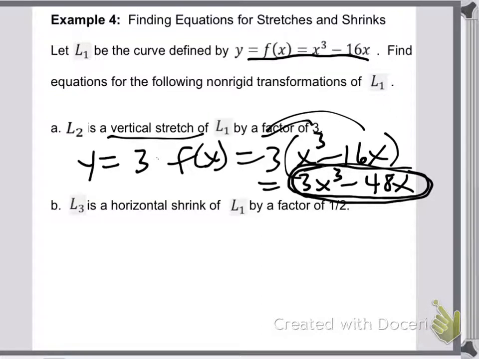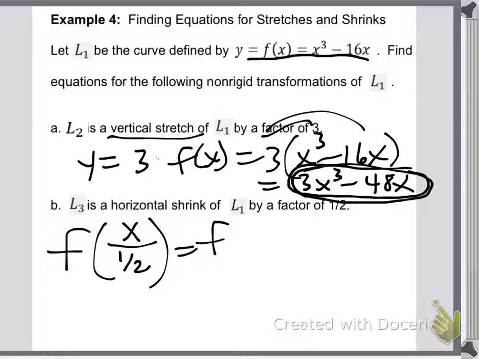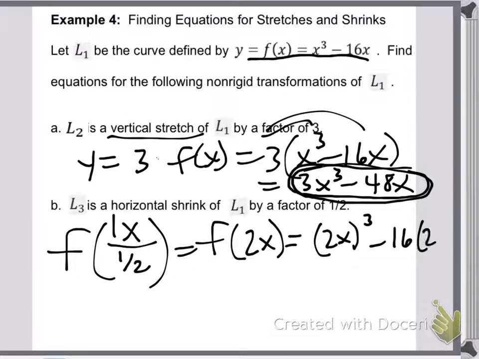Now, the horizontal shrink by a factor of 1/2. So now you have to do f of x divided by 1/2. Well, x divided by 1/2, think about this. What's 1 divided by a half? It's 2. So you're really doing f of 2x. So you take that 2x and plug it in for x in the function. So 2x to the third minus 16 times 2x.